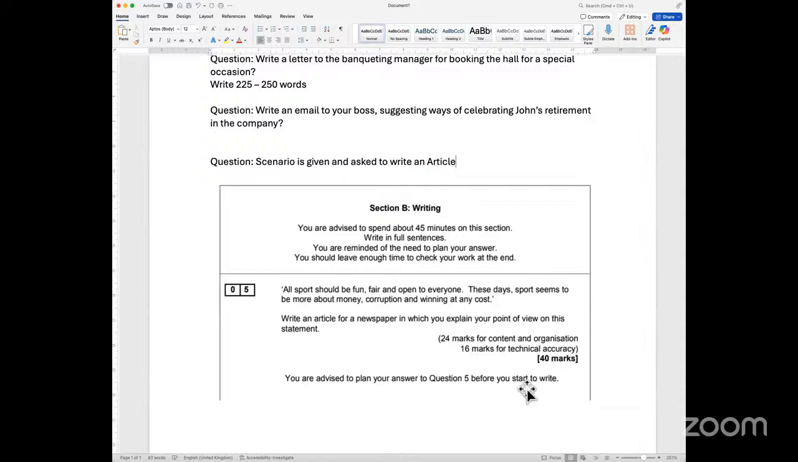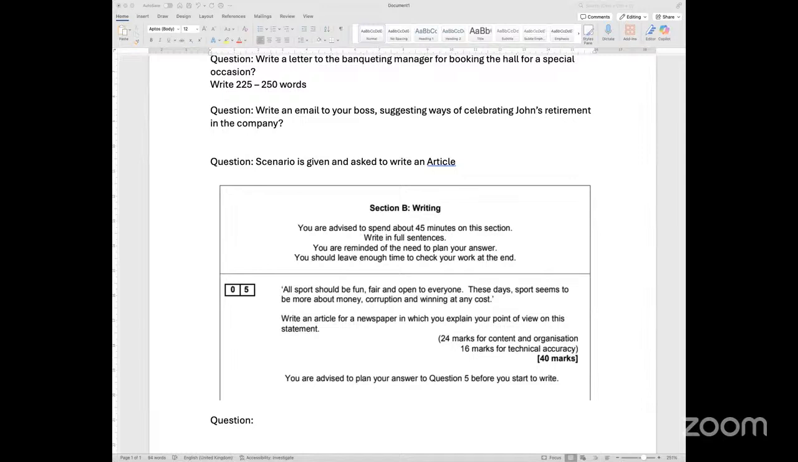And the last would be a report. So again, there could be a question which could be, say, for example, so here what I would want to do is an example passage for writing a report.